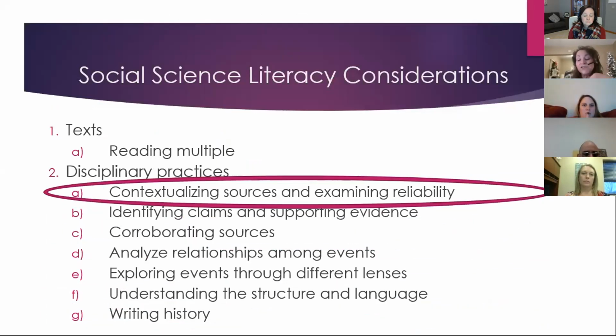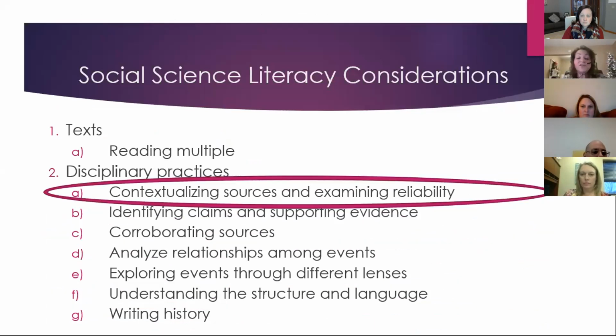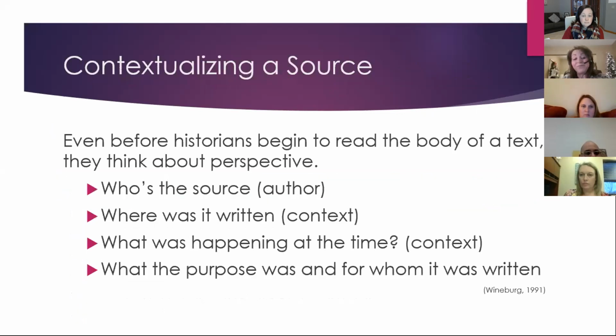All right, so we're done now looking at texts. We know they need to read a lot of sources, and we gave you resources for sources and a strategy for chunking those texts. Now let's look at the specific disciplinary practices that we kind of have to teach our kids, and we can teach it as they're reading, as we're reading together maybe, that's important in order to comprehend social science. So let's look first at contextualizing sources and examining reliability.